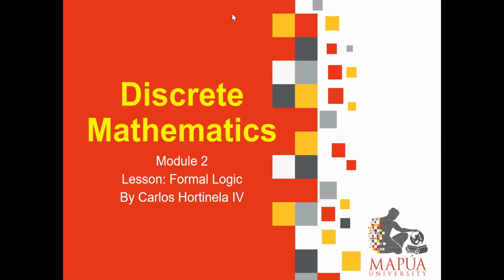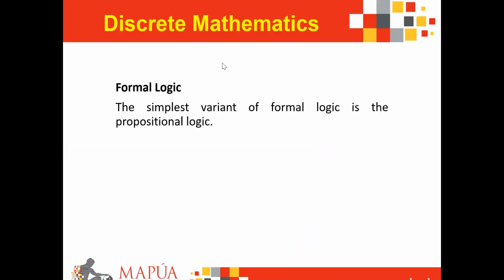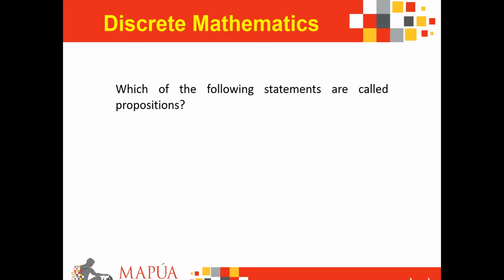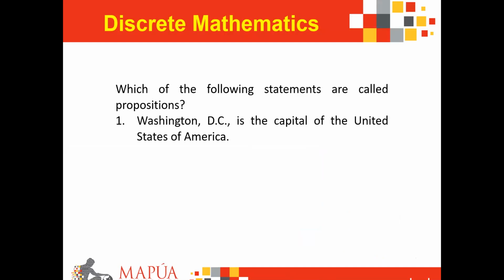Module 2, Lesson 1, Formal Logic. By definition, formal logic is the simplest variant of your propositional logic. A proposition is a simple declarative statement that is either true or false, but not both. Which of the following then is considered a proposition?